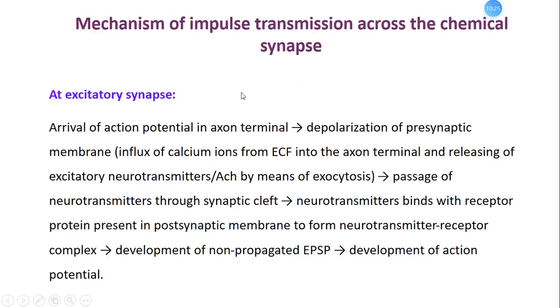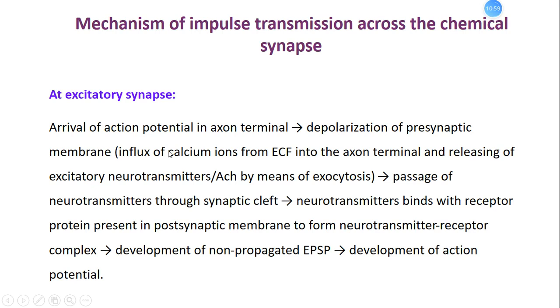And again, one mechanism by which we can develop EPSP, meaning excitatory postsynaptic potential, is to let the impulses be transmitted from the presynaptic neuron to the postsynaptic neuron. We will go through all these steps; let's talk about them one by one. The first one is the arrival of the action potential at the axon terminal, after which the presynaptic membrane will be depolarized.